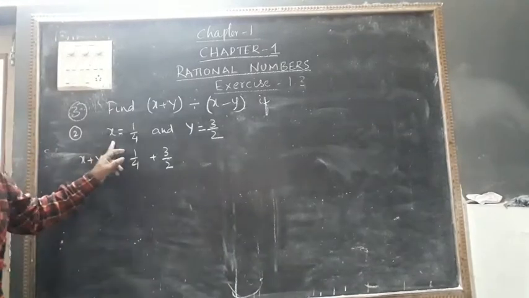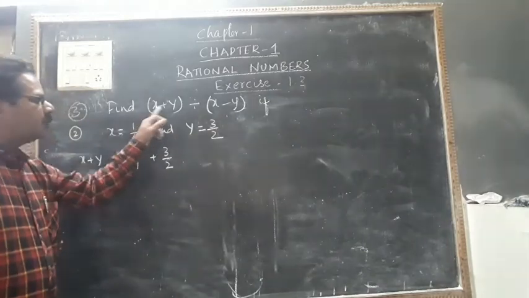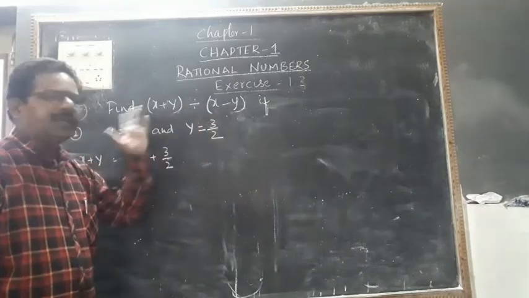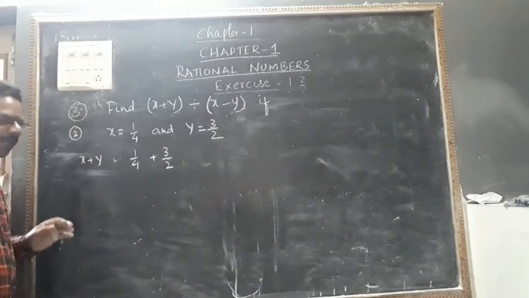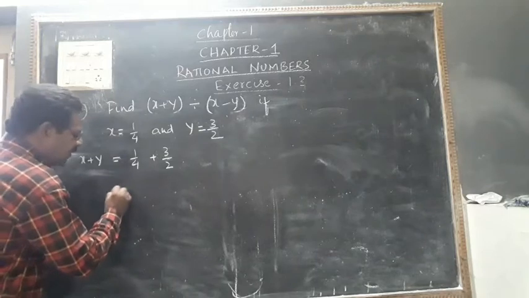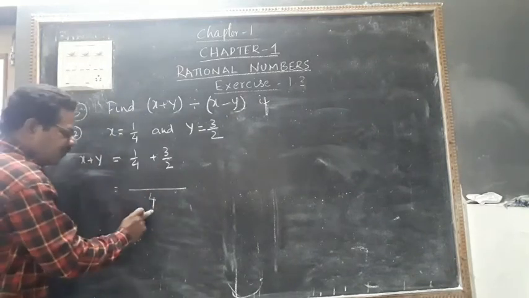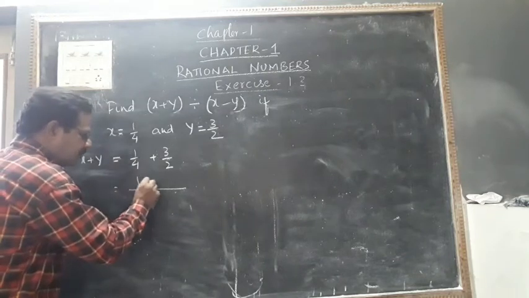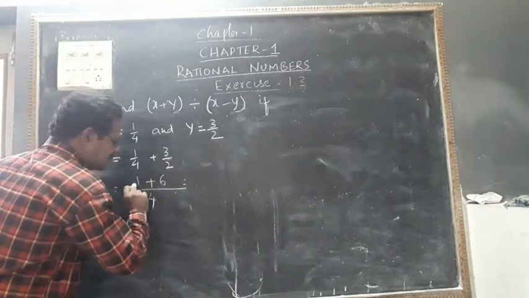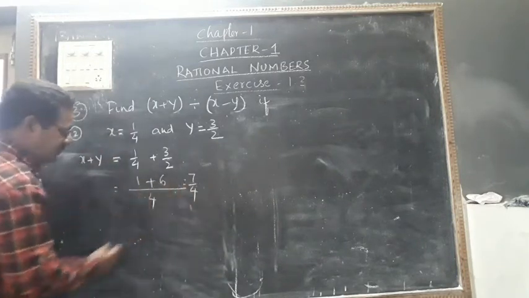The second sum is x is equal to 1 by 4 and y is equal to 3 by 2. We have to add x plus y, and we have to subtract x minus y. The result should be divided like the first sum. So x plus y is equal to 1 by 4 plus 3 by 2. For this 4 and 2, you can take the LCM as 4. 4 1s are 4, 1 1 is 1. 2 2s are 4, 3 2s are 6. This is equal to 6 plus 1 is equal to 7 by 4. X plus y is equal to 7 by 4.